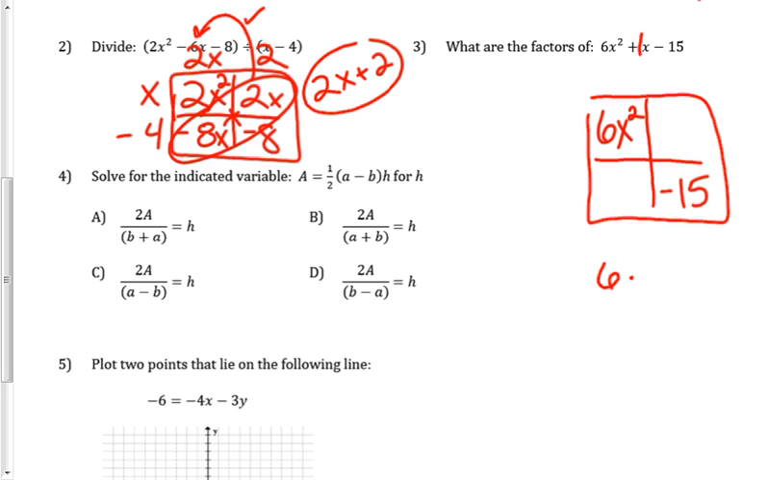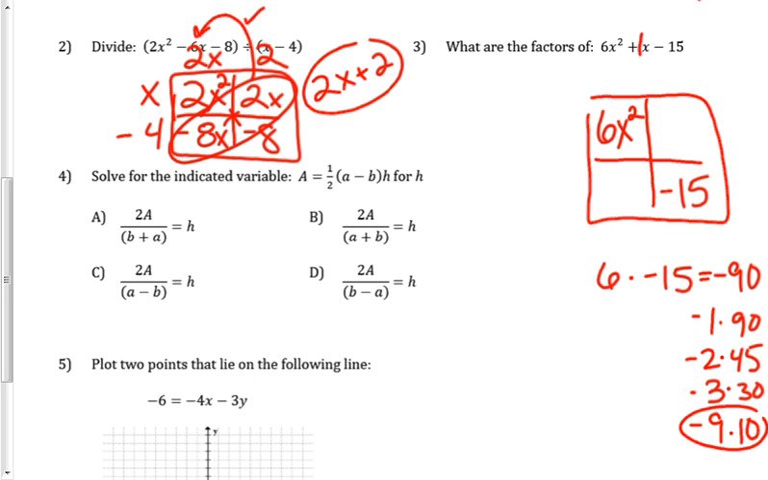Well, we'll multiply the first and the last, so 6 and negative 15 gives us negative 90. So we need two numbers that are going to multiply to negative 90 and add to positive 1. You can start listing out numbers if you want. So for instance, 1 times 90, 2 and 45, 3 and 30. One of these has to be negative, so we'll make the first one negative. And keep going, and finally you get to negative 9 and 10.